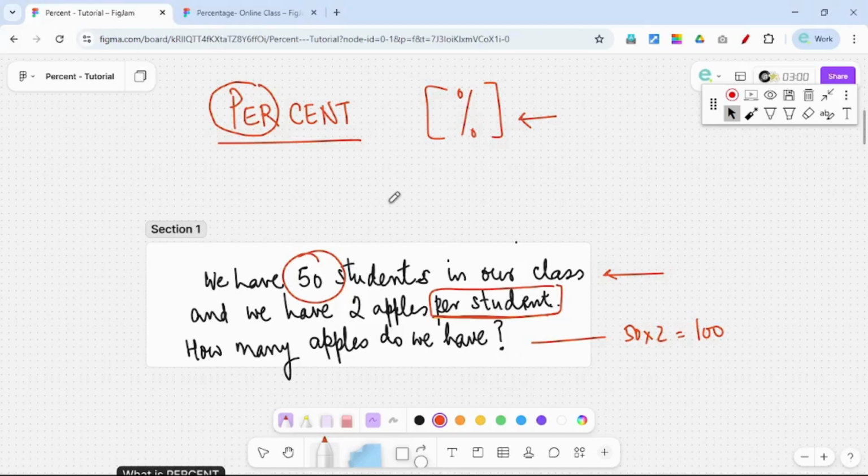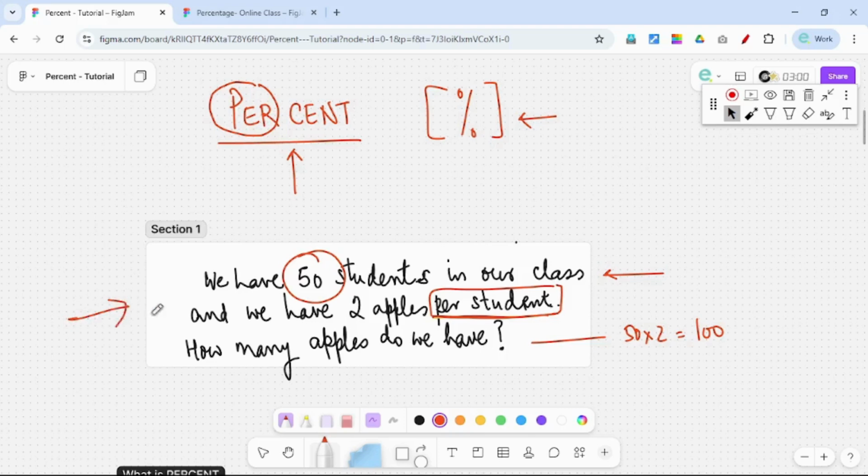In this tutorial, we are going to learn about percent. If you see the word percent, it has two parts, per and cent. Let's first understand the meaning of per.